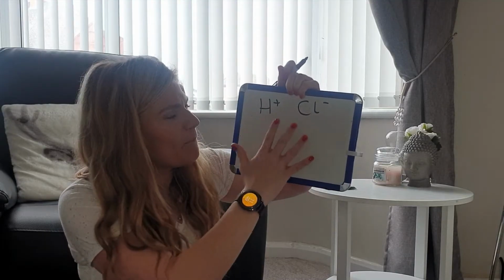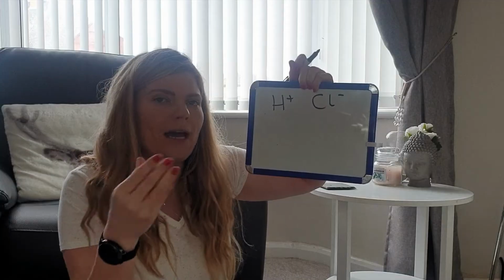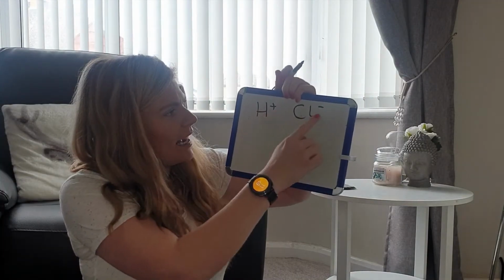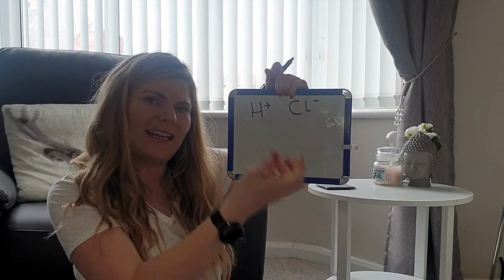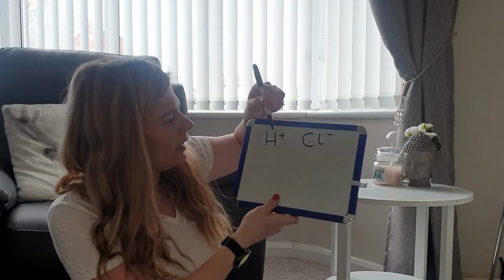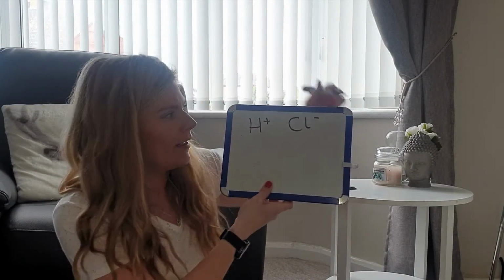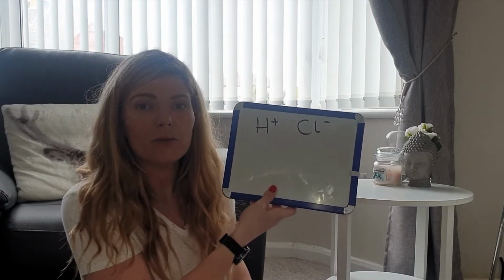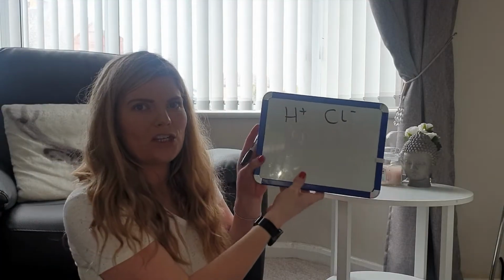Now, we just need to check that they're balanced because all formulas, all molecules, compounds, they are balanced, as in they don't have a charge. So yes, these ions have a charge, but for them to be stable, they need to balance each other out. Now, H+ means that it's got one positive charge to it. Cl- means it's got one negative. Do they balance each other out? Well, yeah, they do. So they actually are happy on a 1-to-1 ratio.